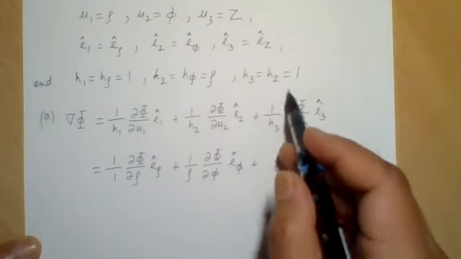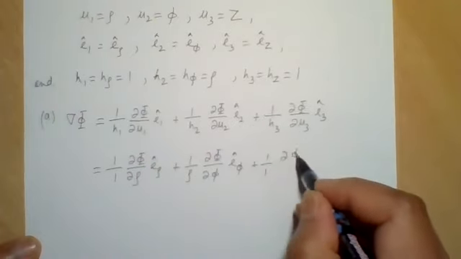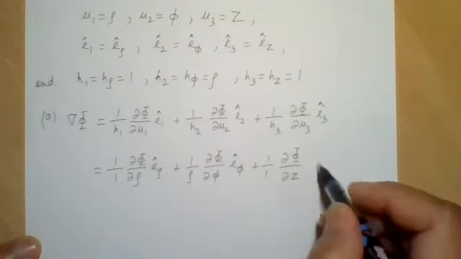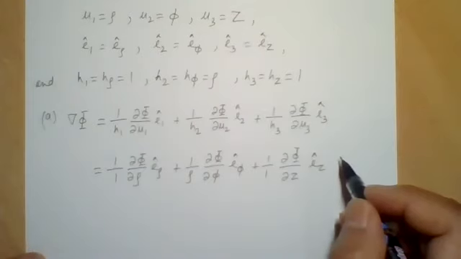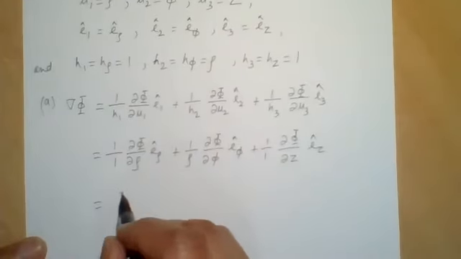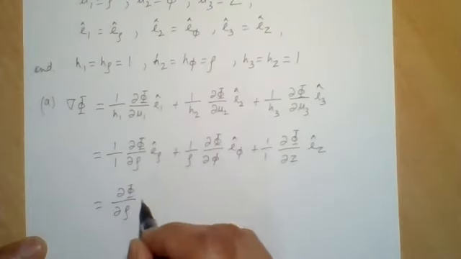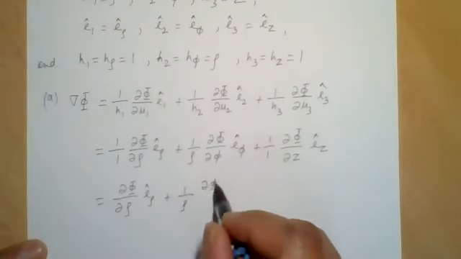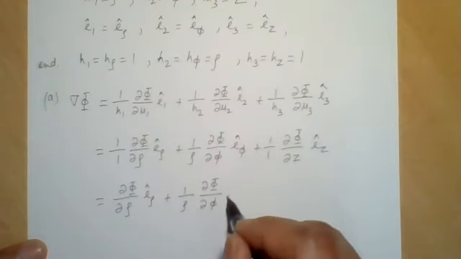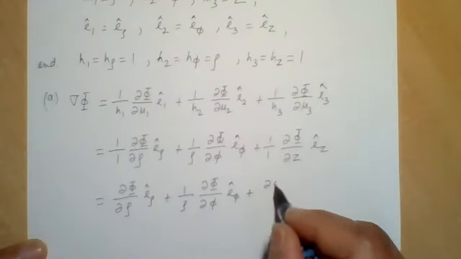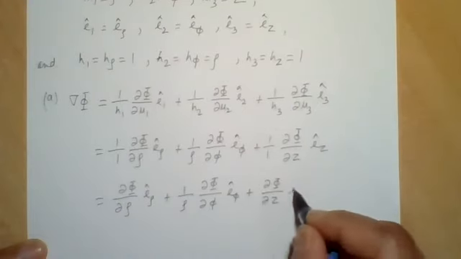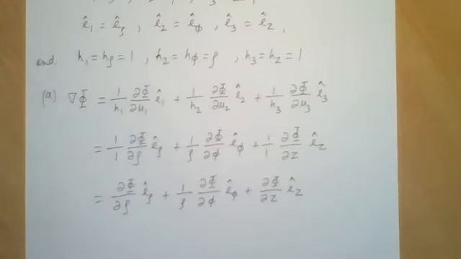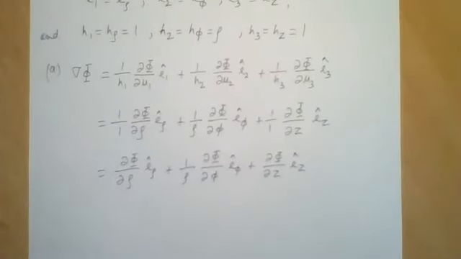Plus h3. Here we have learned that h3 is equal to 1. So this is 1 by 1 del phi by del z ez. 1 by 1 is nothing but 1. So this is del phi by del rho e rho plus 1 by rho del capital phi, the scalar field, with respect to the angle phi e phi, plus del phi, the scalar field, with respect to z ez. So this is the expression for the gradient of the scalar field phi in terms of the cylindrical curvilinear coordinates. Okay, that is fine.